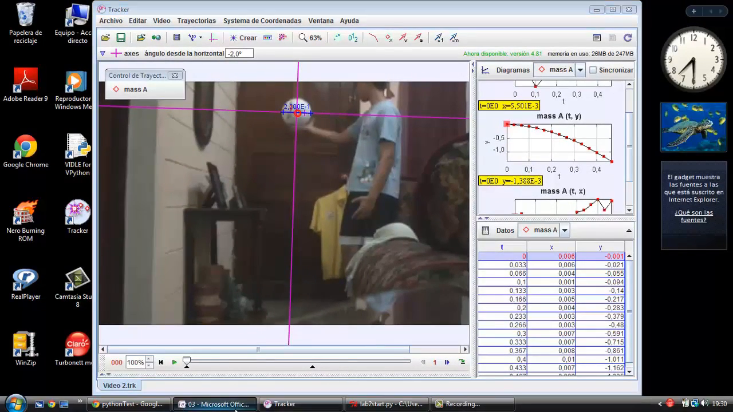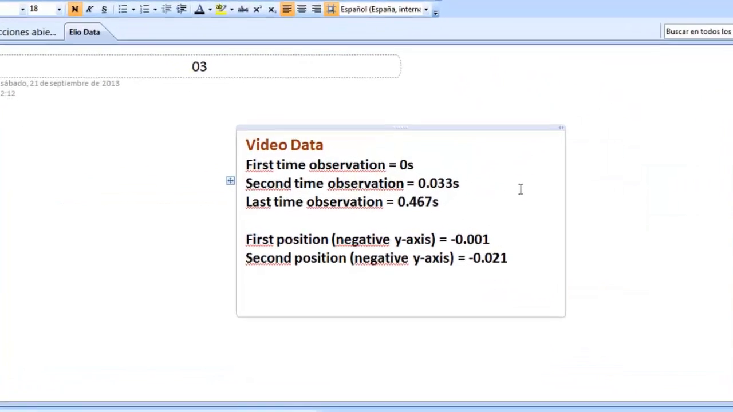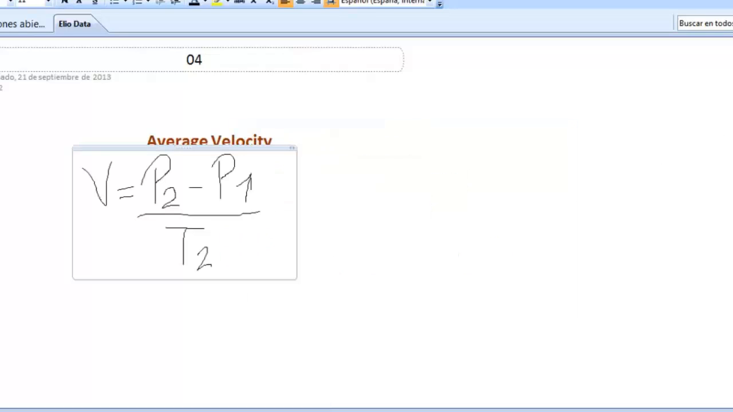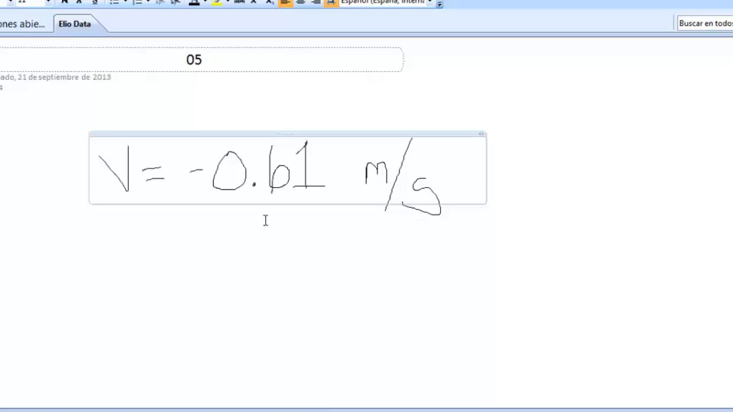You can see that it matched perfectly with my video, because it's going down as the video shows. So, having the data I took from Tracker, the first time observation is 0 seconds, the second time observation is 0.033 seconds, and my last time observation is 0.467 seconds. My first and second positions on the negative y-axis are negative 0.001 and negative 0.021. Then with this information we can calculate our average velocity by subtracting position 2 minus position 1 and dividing the answer by time 2. I did this and I got negative 0.61 meters per second. That's my average velocity.